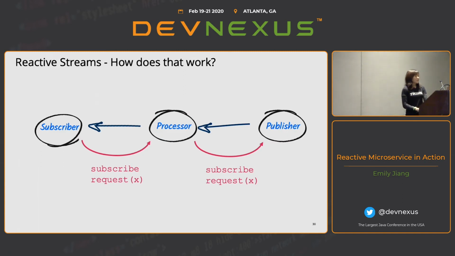I also mentioned the processor. The processor is basically a kind of middleman. The subscriber subscribes to the processor, and the processor then subscribes to the publisher. Basically, it's a middleman. It itself is a publisher, and it is also a subscriber.